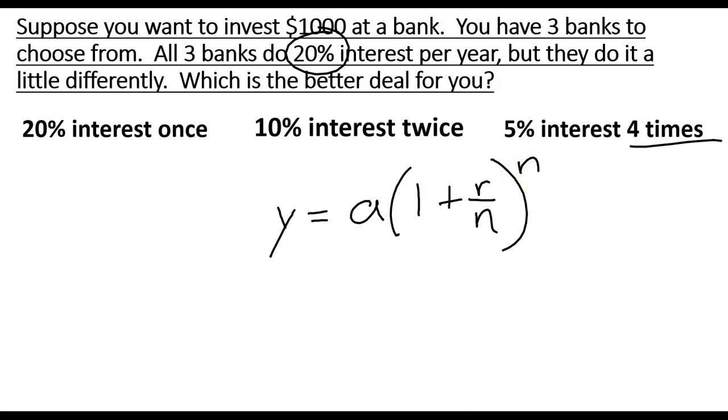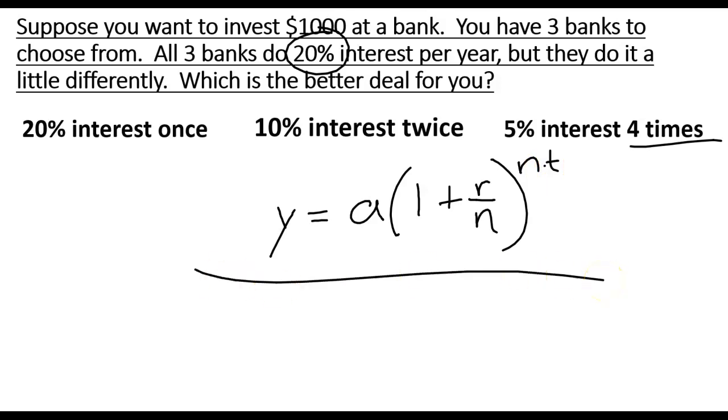Now, to add an extra little twist to it, what if we wanted to look at 2 years or 3 years or 4 years and not just 1 year? Well, then you would just multiply that in by however many years you want to do it by. And this is what we call the compound interest formula.